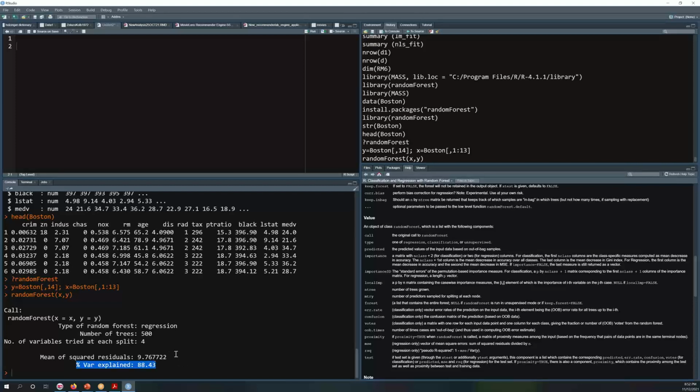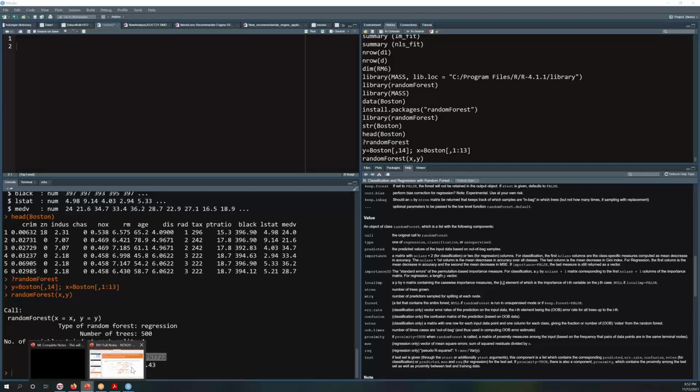And then mean of squared residuals. You also want to know how much the squared residuals are, because the larger the residuals, the worse the model is. So these are some of the basic things you will get in a random forest. You can control the random forest with many of these parameters.